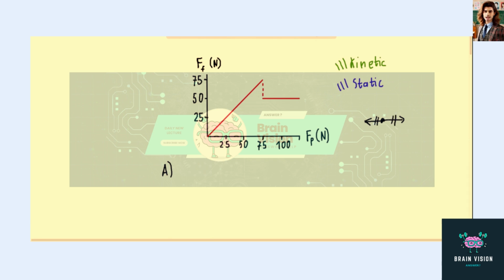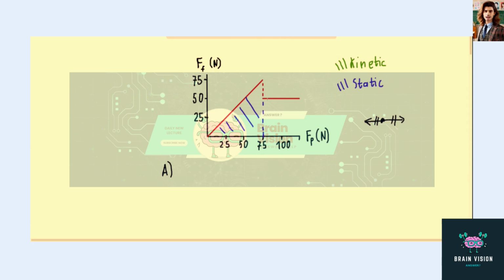In this graph, when we look at this line, we see that when we apply a force of push of 25 newtons, friction provides 25 newtons in the opposite direction. Therefore, we see that throughout this line, force of friction matches the force of push. So static friction is in this region until here.